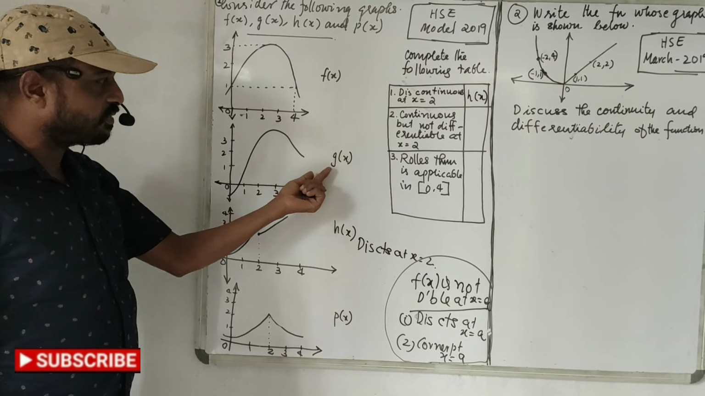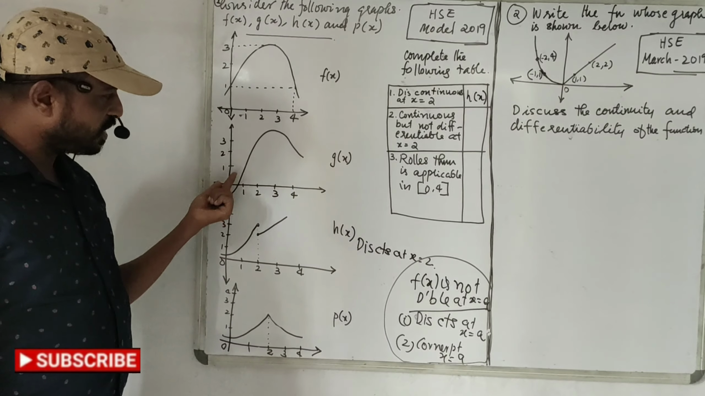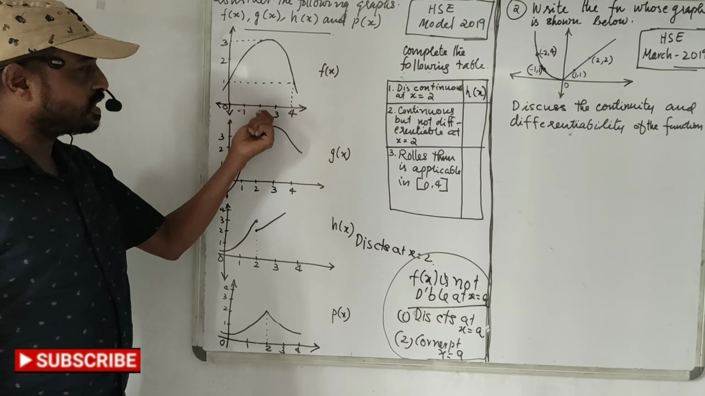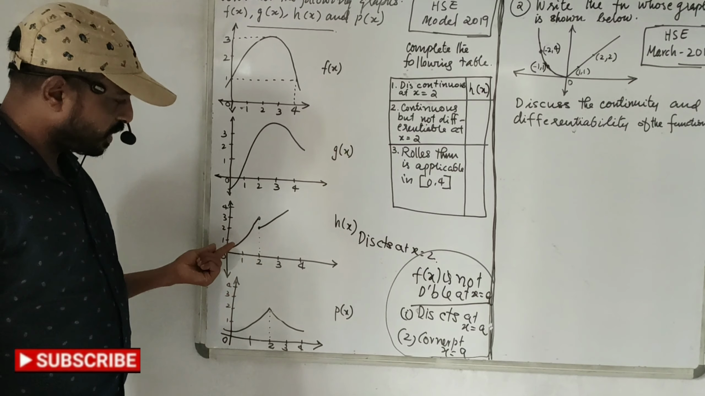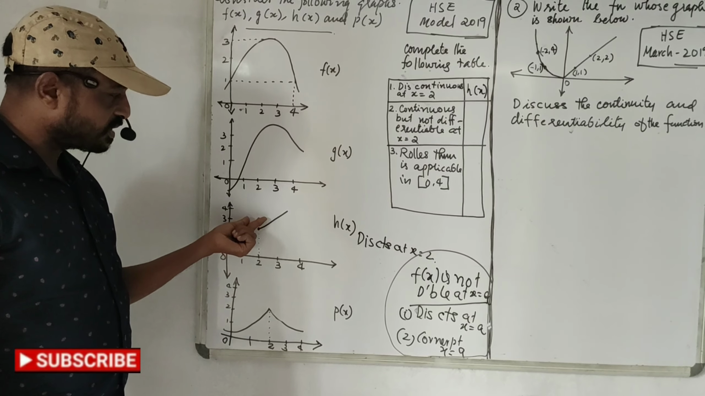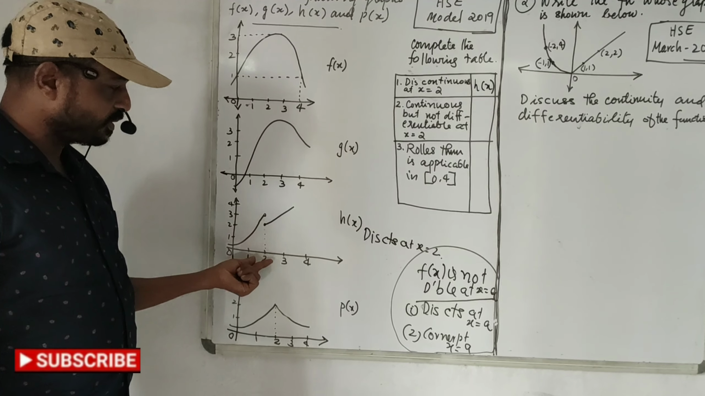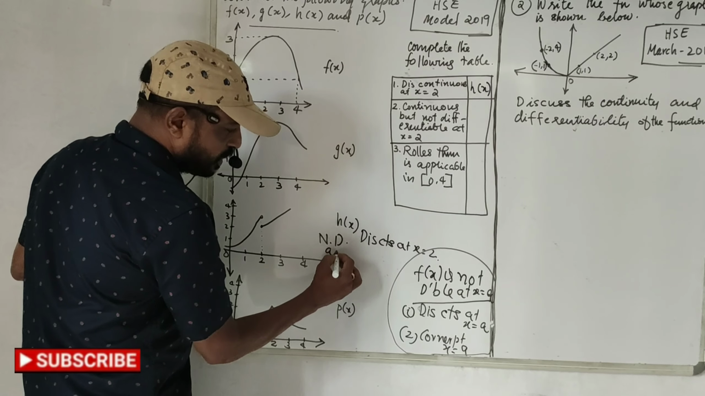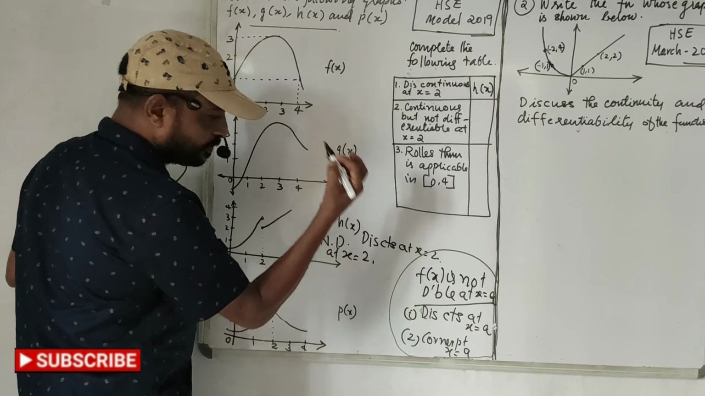Similar is the case with the function g of x. This function is also differentiable because it is continuous and does not have a corner point. See, how about this function? This function is discontinuous at x equal to 2. Therefore, this is not differentiable at x equal to 2.